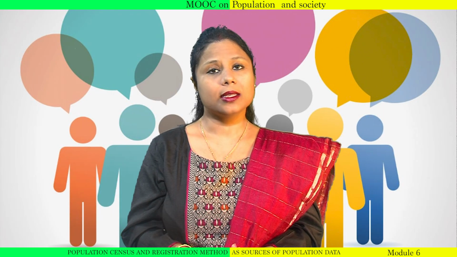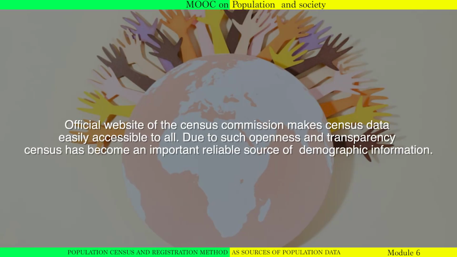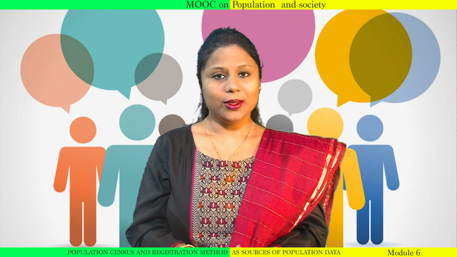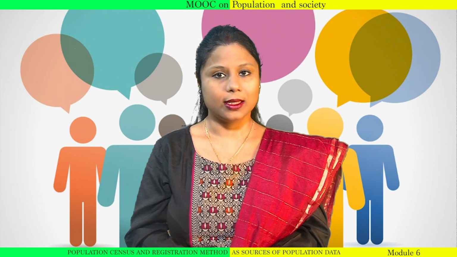Everyone can have access to census data. The recorded census data after the completion of the enumeration process are published for circulation. The official website of the Census Commission makes census data easily accessible to all. Due to such openness and transparency, census has become an important, reliable source of demographic information of the country. So, dear learners, I hope you have understood the features of census.